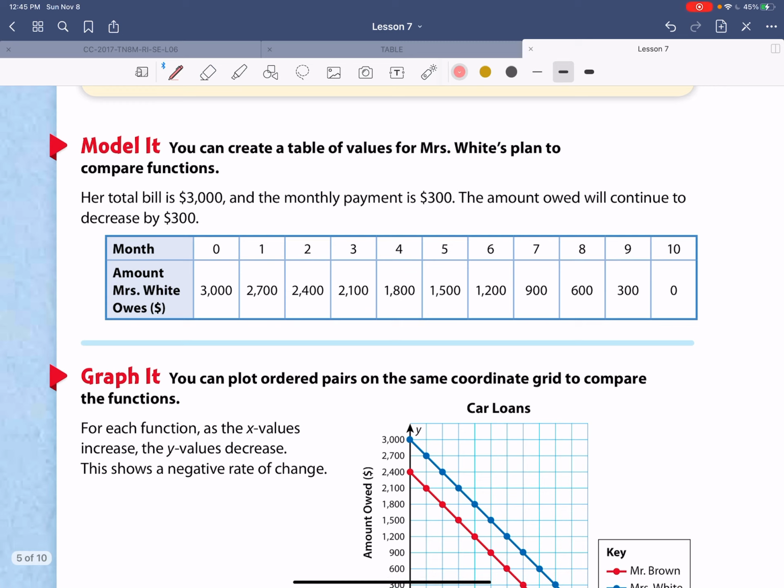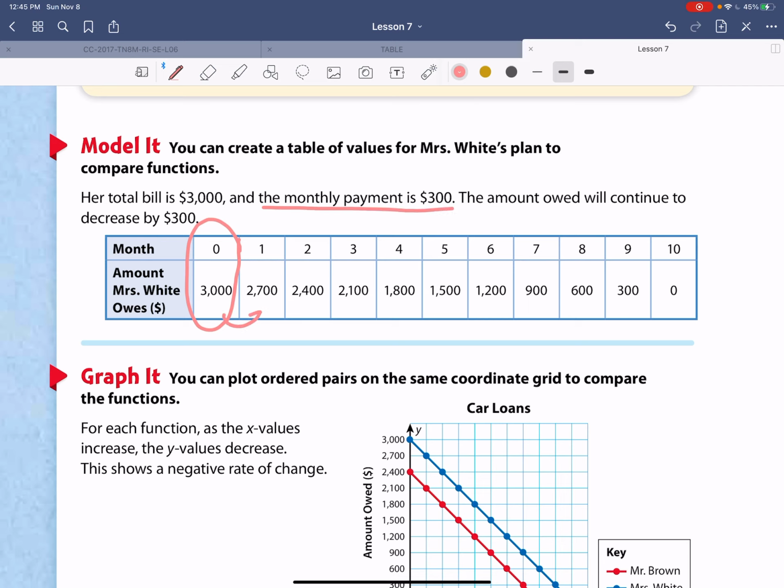So, model it. You can create a table of values for Mrs. White's plan to compare functions. Her total bill is $3,000. So starting off in month 0, when she bought the car, it is worth $3,000. And her monthly payment is $300.